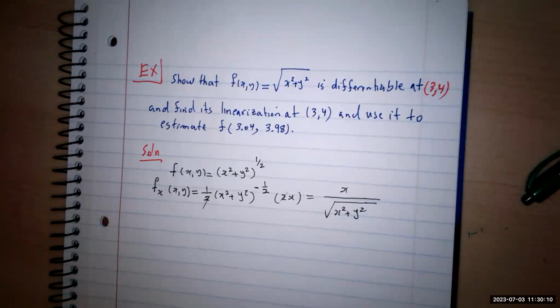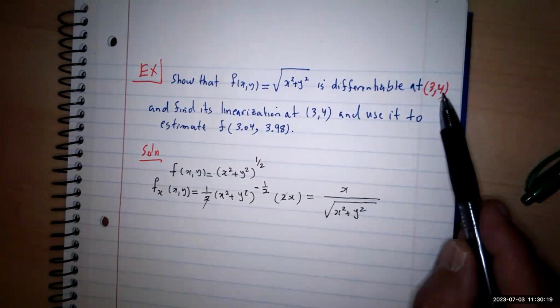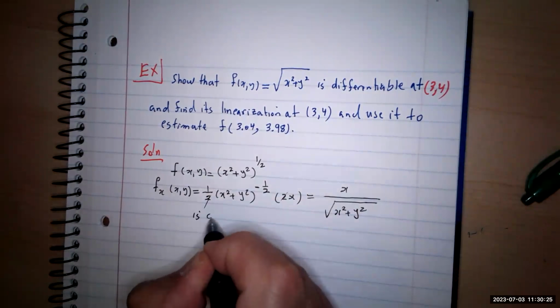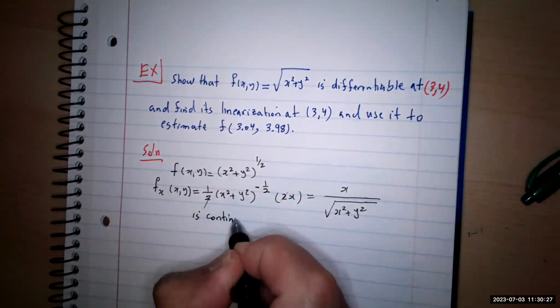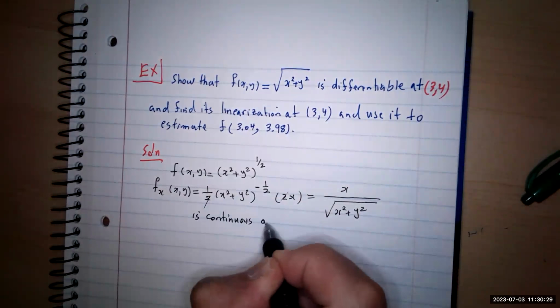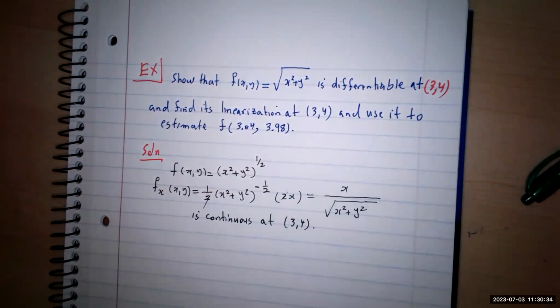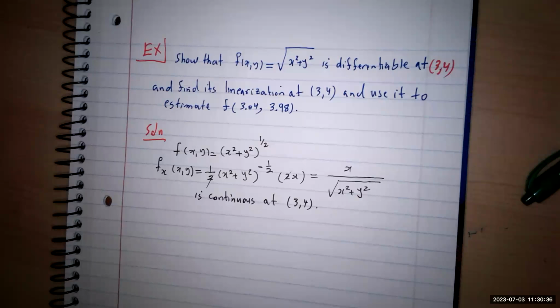You know that this function is going to be continuous if the denominator is not 0. So this is continuous everywhere except at 0, 0. But you wanted at 3 and 4. So at 3 and 4 it is nicely continuous. It's going to be continuous at 3, 4 because the only difficulty is going to be 0, 0, and you don't have it. Okay, so there's going to be continuity of the first partial. Check the other one.